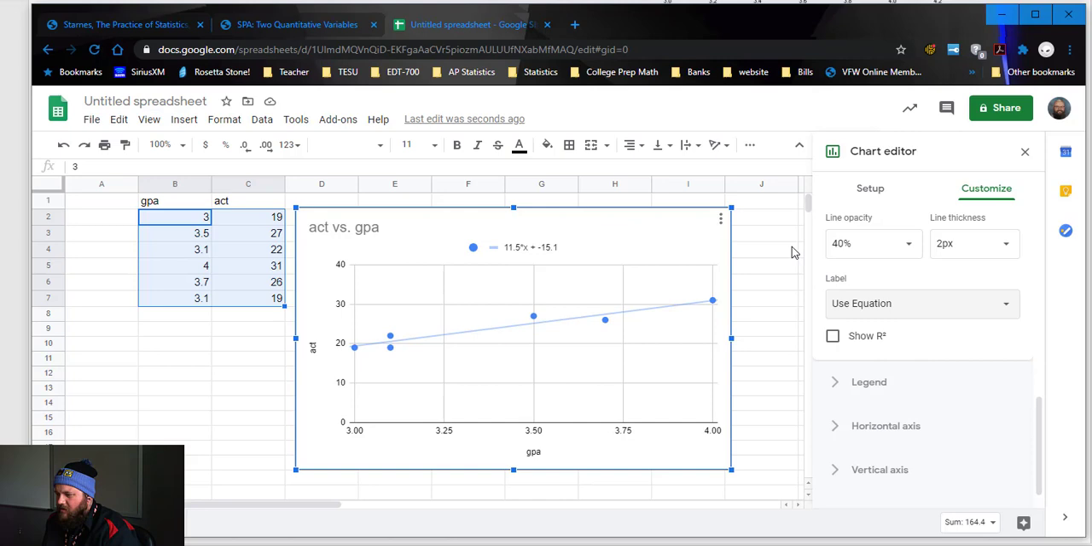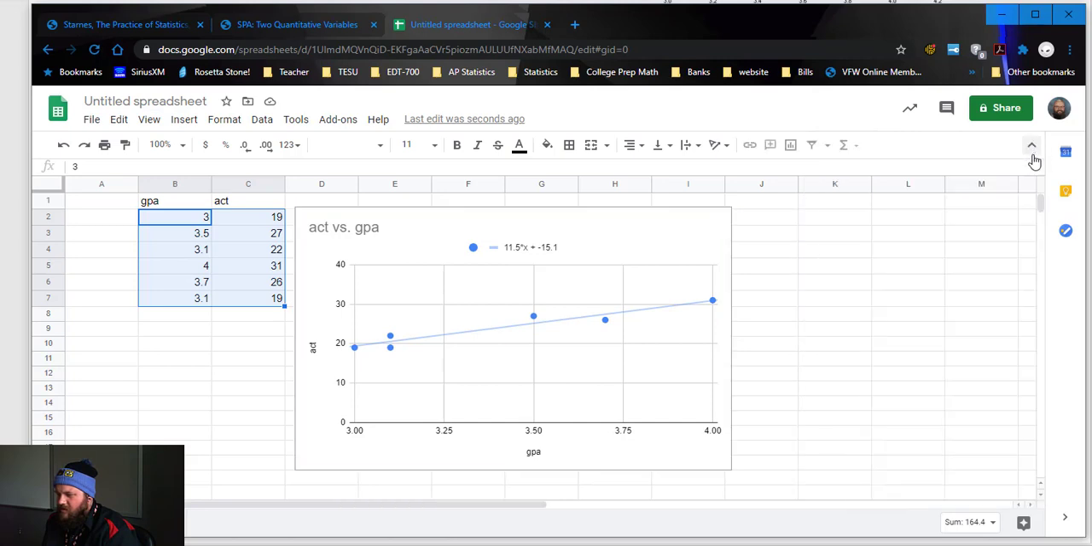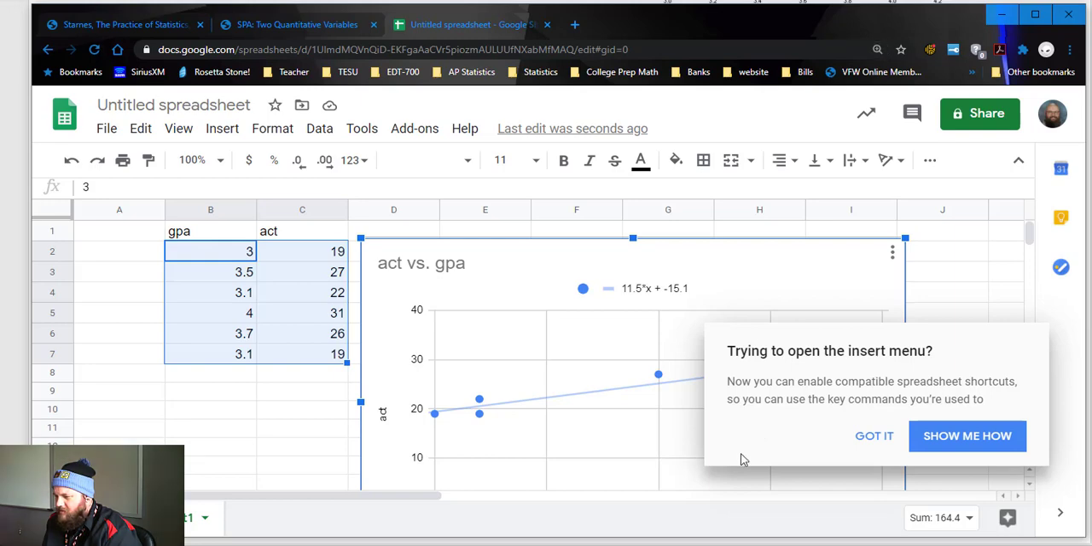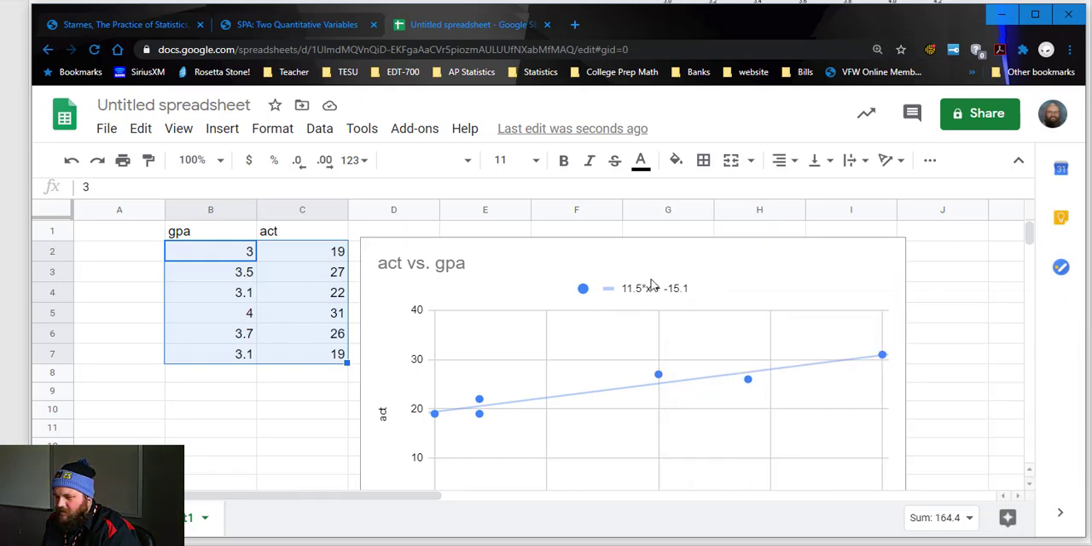I will close this so we can see it a little better. Maybe we can zoom in a little bit. There we go, now we can see it. So there is our least squares regression line equation. You can do this just like you can on the calculator, but even easier through Google Sheets.